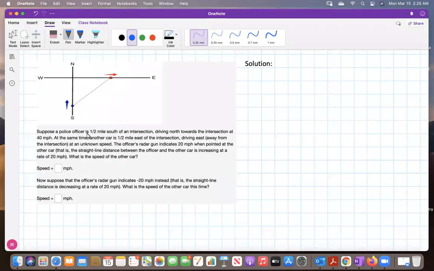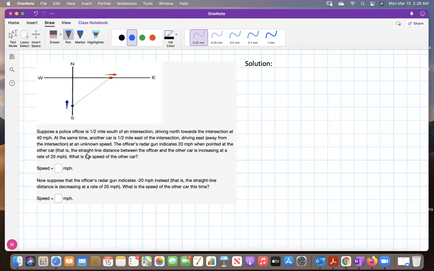Suppose a police officer is 1/2 mile south of an intersection, driving north towards the intersection at 40 miles per hour. At the same time, another car is 1/2 mile east of the intersection, driving east away from the intersection at an unknown speed. The officer's radar gun indicates 20 miles per hour when pointed at the other car.